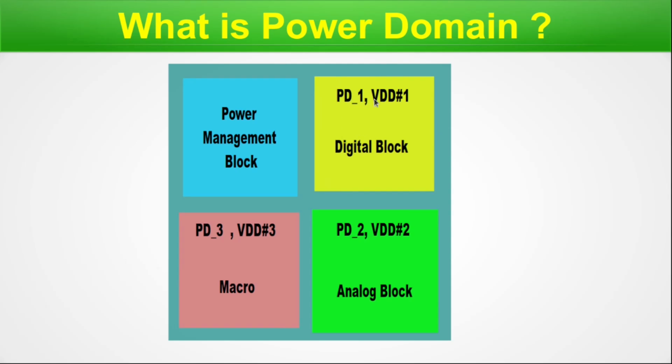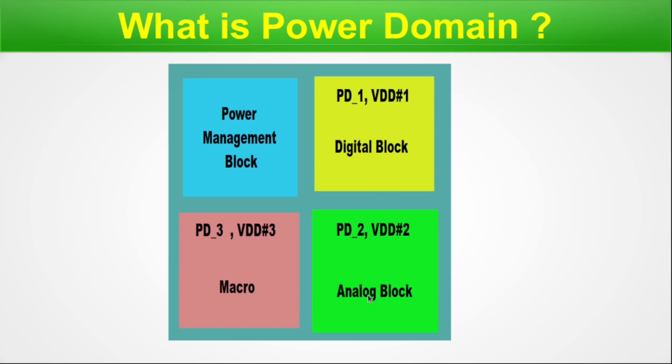So power domain 1, PD1, operates on VDD1. I am not going to exact specific values, but obviously these are not the same. So here there is an analog block which operates on another VDD, and there is another macro which you bought maybe from the IP vendor. So that IP could run on a third VDD.